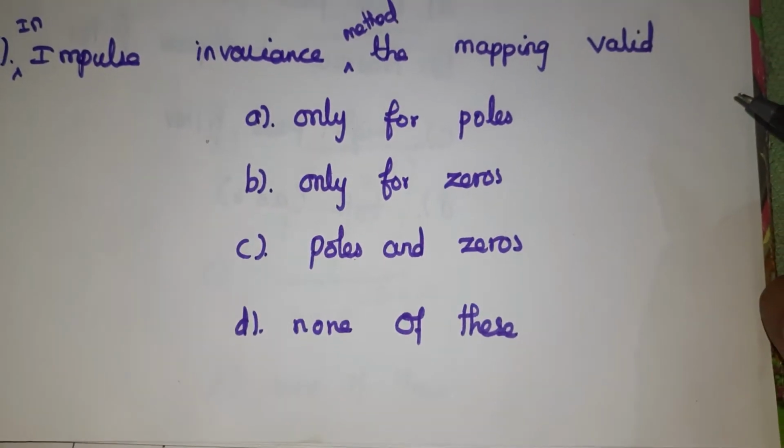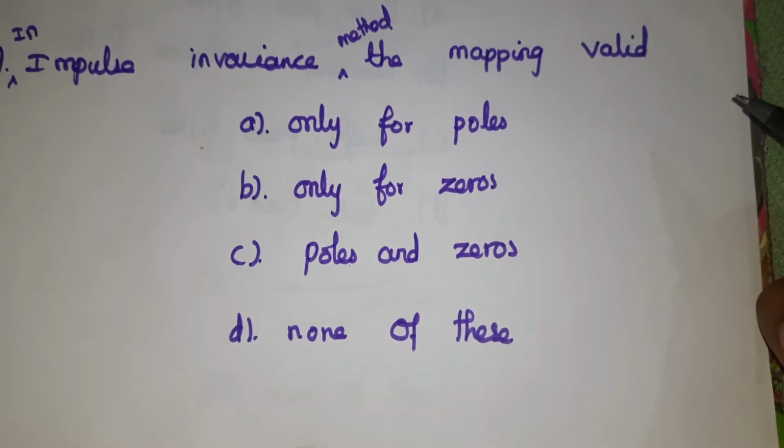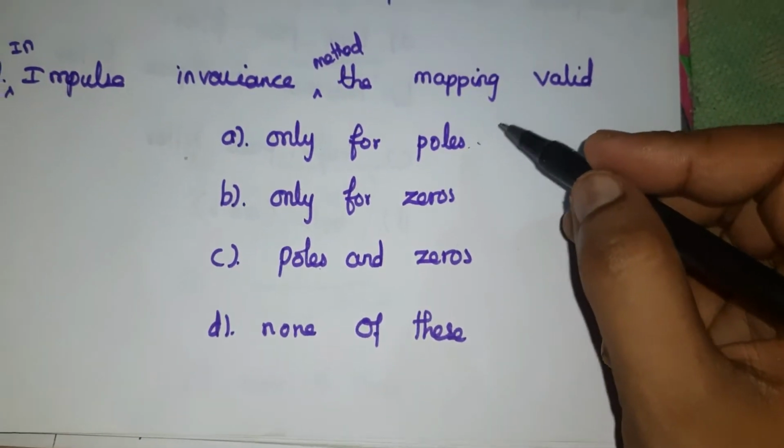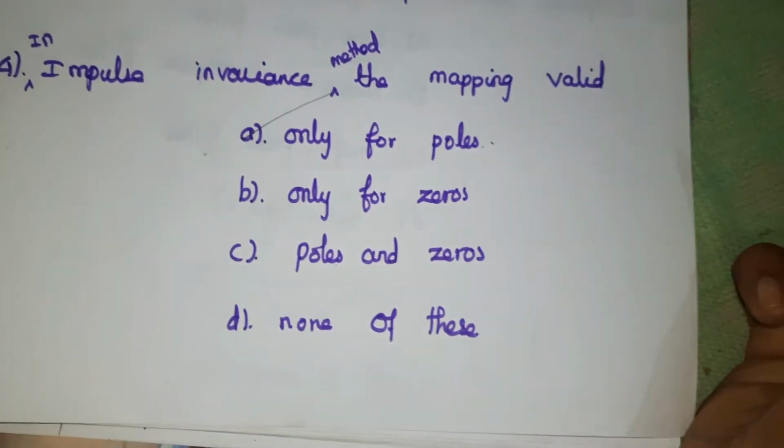Fourth question, in the impulse invariance method, the mapping is valid only for poles. The mapping valid only for poles in the impulse invariance method. So here the answer is A.